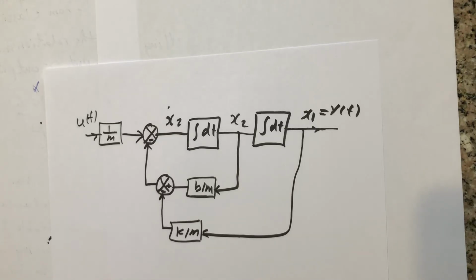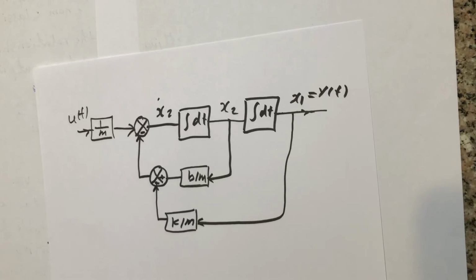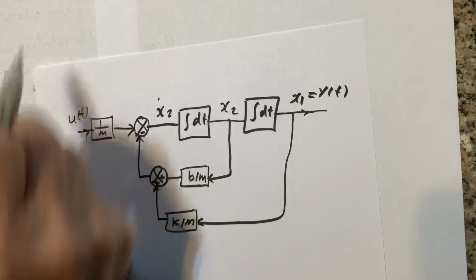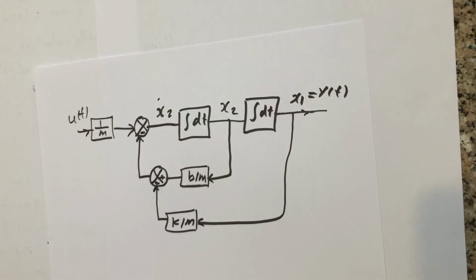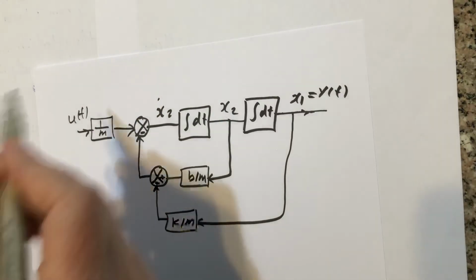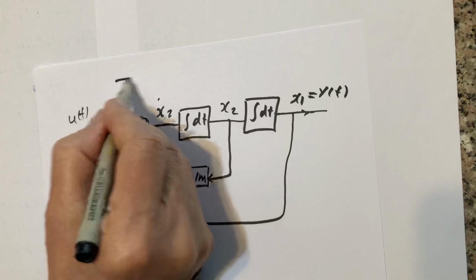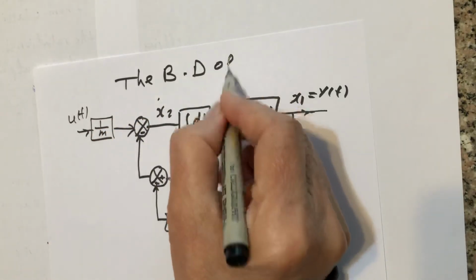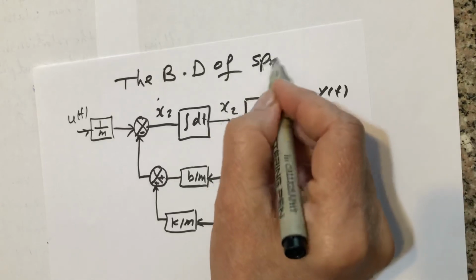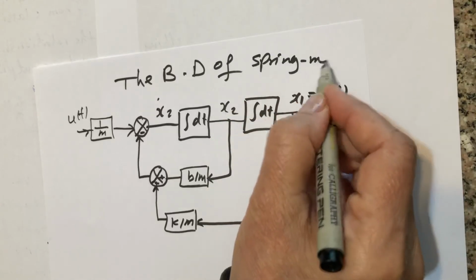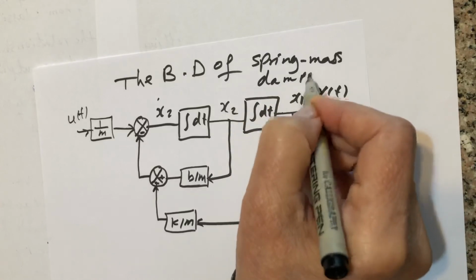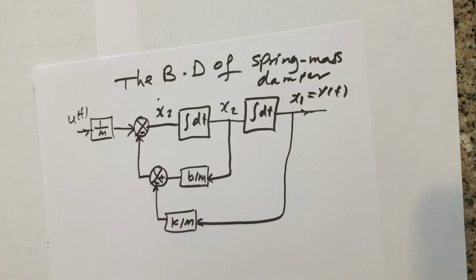Notice that I don't have a D matrix in this system because I don't have a connection from the input directly to the output. This is the block diagram. Here I can put the block diagram of the spring mass damper. Here it is.